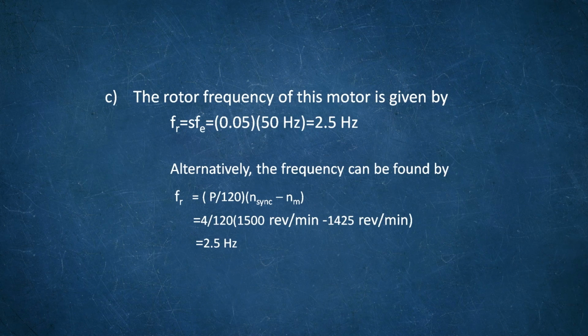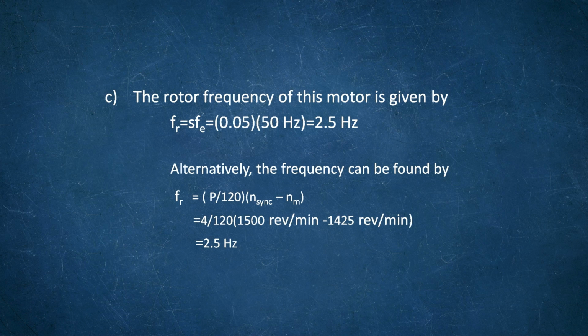What is the rotor frequency of this motor at the rated load? Rotor frequency, one is supply frequency, 50 Hertz. Rotor frequency will always be less than 50 Hertz. Rotor frequency of the motor is given by fr is equal to S into F, where F is the supply frequency, or we can call it Fe. So, slip is 5%, supply frequency is 50 Hertz. So, rotor frequency is 2.5 Hertz.